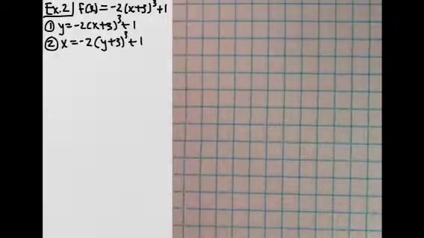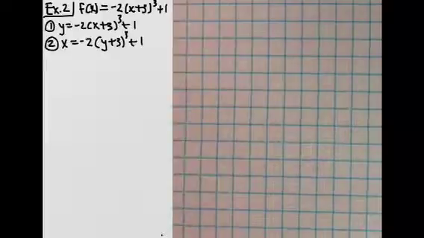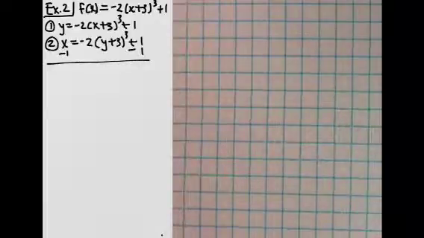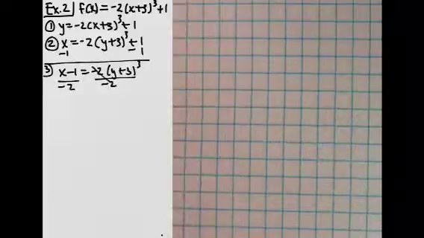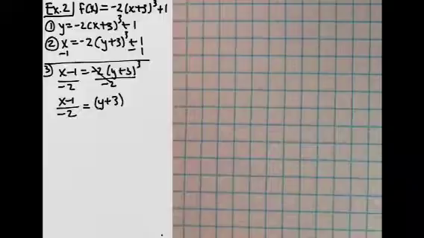Then we solve for y. So I'm going to subtract 1 from both sides. So this will be step 3. So x minus 1 equals negative 2 times the quantity of y plus 3. Then we're going to divide by negative 2. So we're going to leave y by itself. That's the goal, to solve for y. So then you have x minus 1 over negative 2 equals the quantity y plus 3 cubed, right?